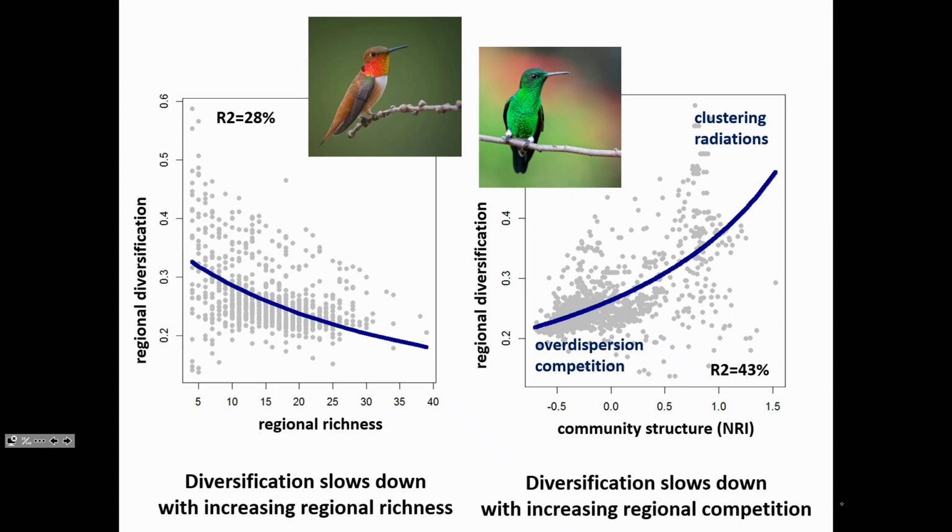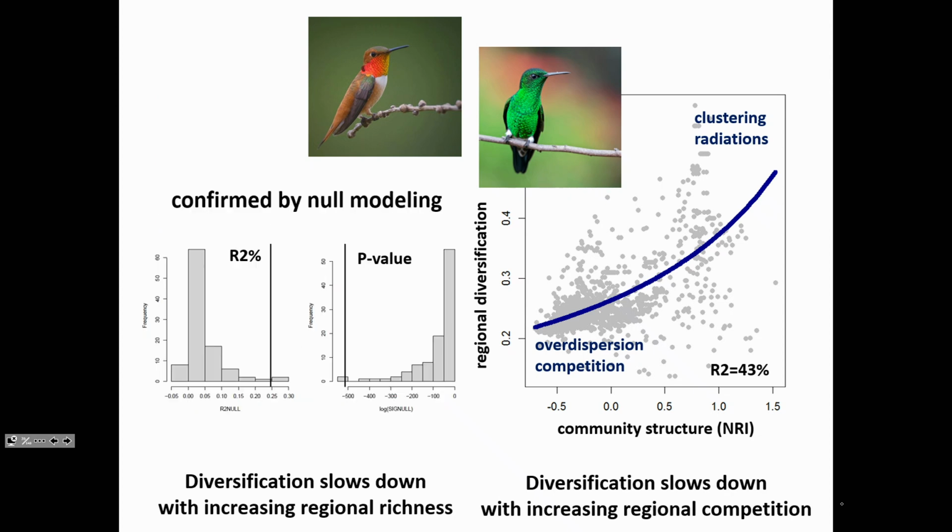In the temperate regions of North America, we see the opposite. There is few species, fast accumulation of species, and phylogenetic clustering suggesting that the species there are closely related to each other as expected under ongoing radiations. And this relationship between diversification and community structure also holds when I account for some null models. So these were the results for hummingbirds.